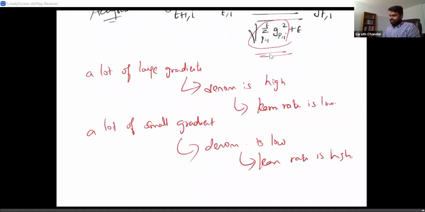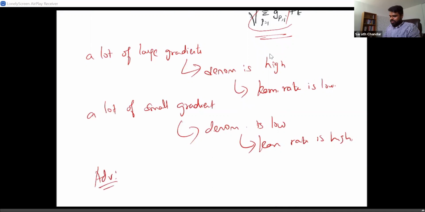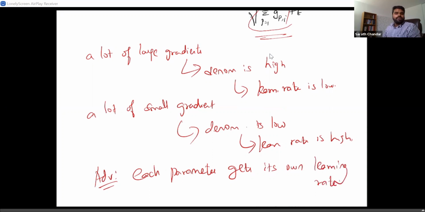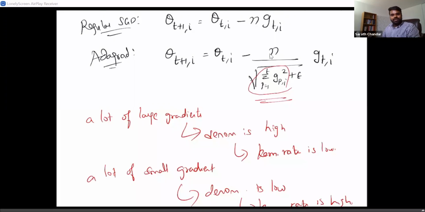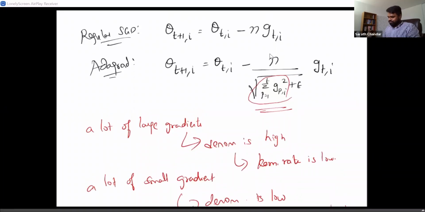Now the big advantage here is each parameter gets its own learning rate. This is fancy, right? We still have the single eta, but the eta is adapted based on how big or small the gradients are for this parameter. Now, this looks like a very good optimizer. Are there any issues that you can see in this update? Any issues?